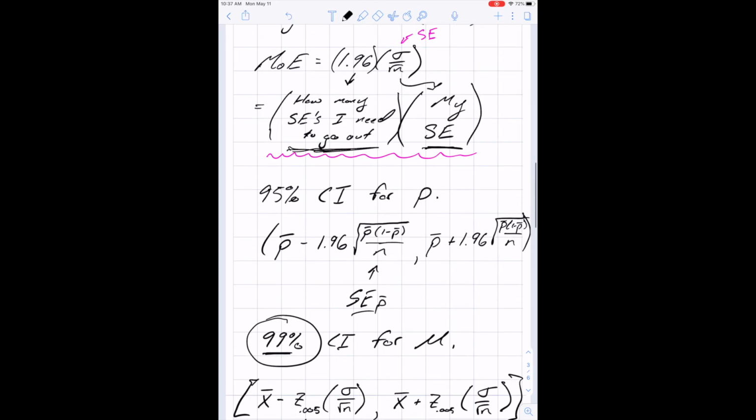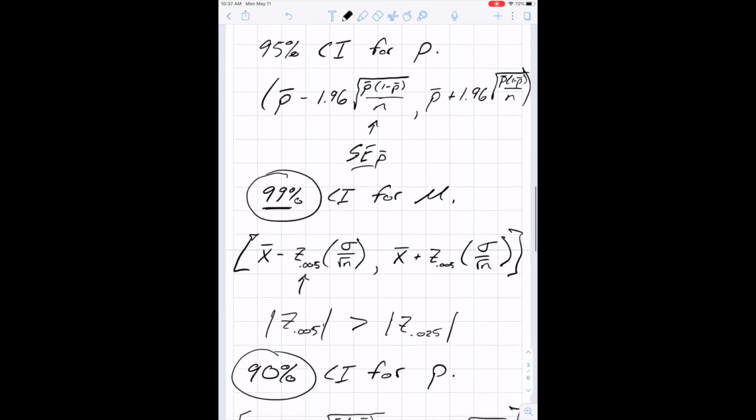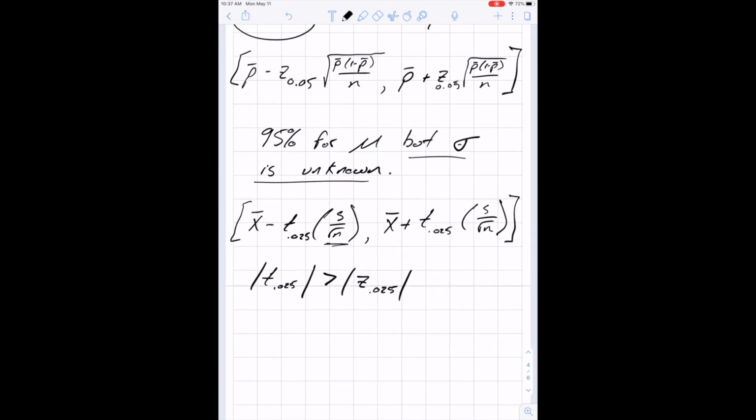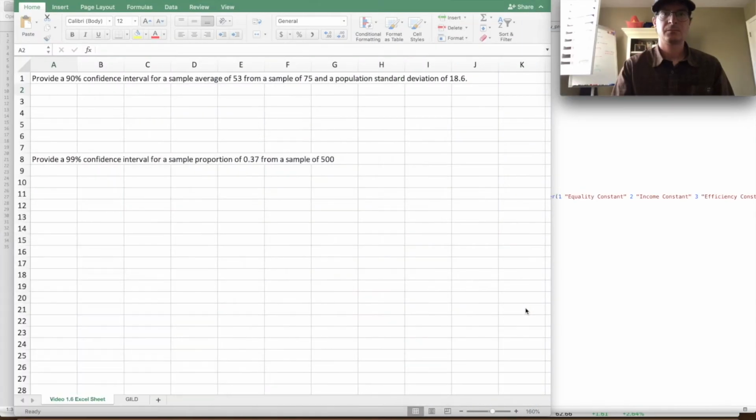So how many you need to go out will change depending on those issues. How far you need to go out will also change if you don't know the population standard deviation, because you'll have to go out a little bit farther to account for that extra uncertainty. Okay, so I'll see you in Excel in a few minutes.